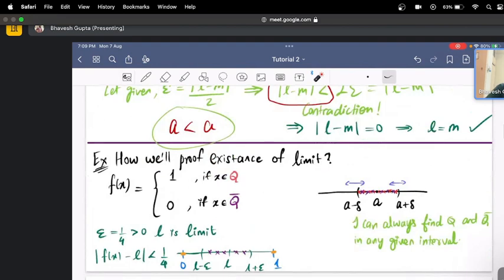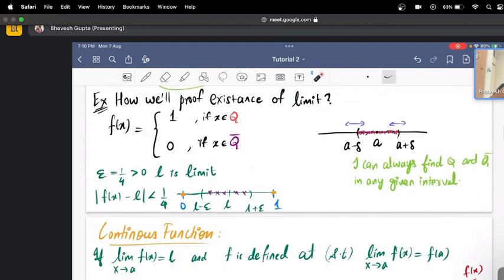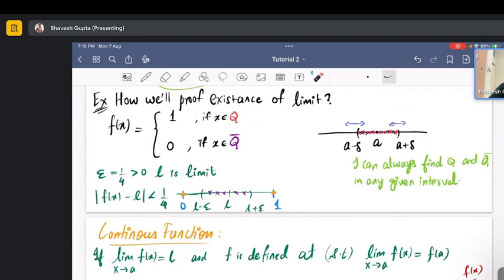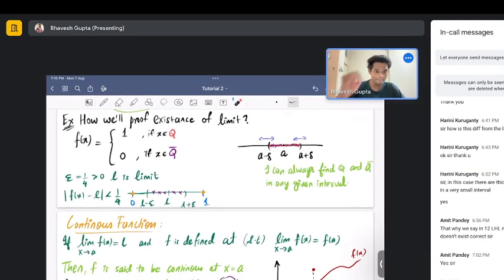So my favorite example is this particular function, which we know as the Dirichlet function, and this illustrates a very important property which we need to know.